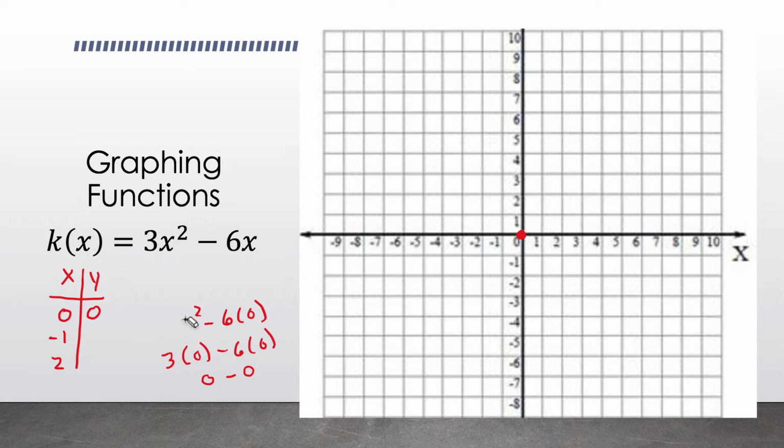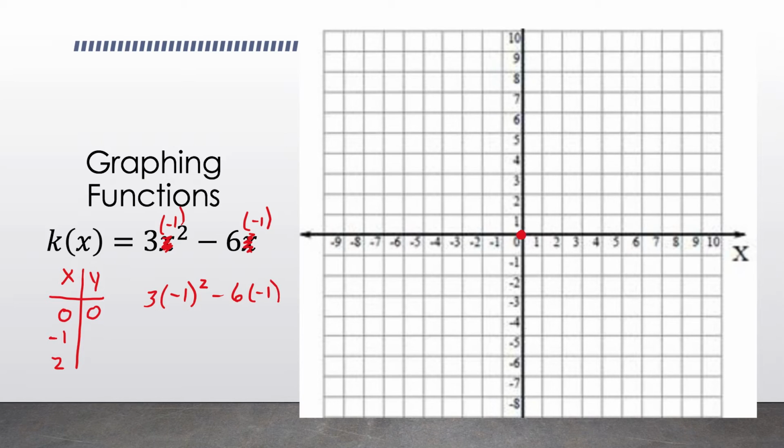All right, let's move on to our second point. Our second point is -1. So I'm going to plug a -1 into my function for the x's. So let's rewrite it. I have 3 times -1 squared minus 6 times -1. Again, powers first. So -1 squared is going to be +1. Then our multiplication, 3 times 1 is 3. -6 times -1 is +6. And so we'll be looking at the point -1, 9.